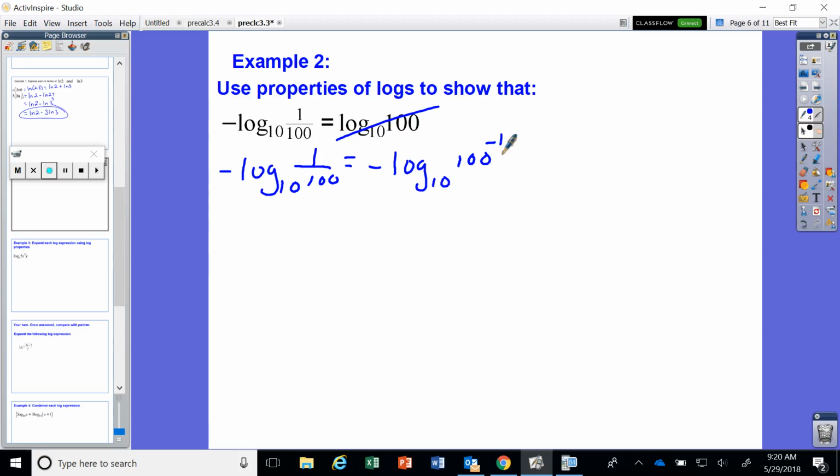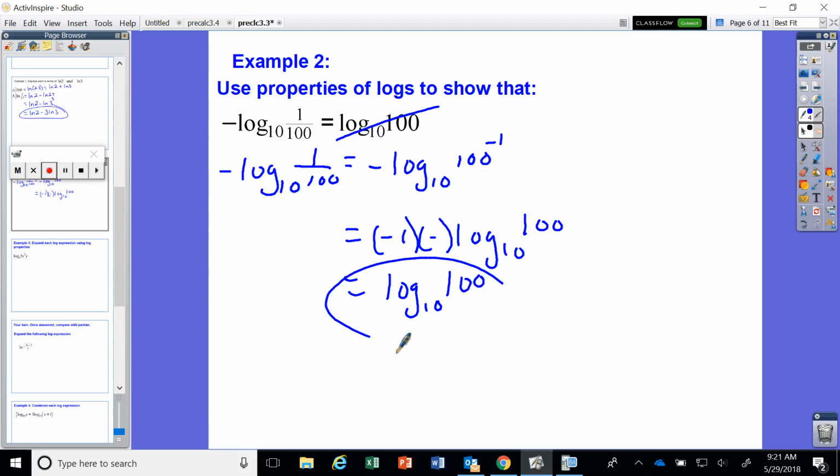That if we have a log base 10 of 100 with some kind of exponent, we can pull said exponent on outside. What's starting to happen here? Well, now we end up seeing that negative and negative makes a positive. So that's exactly what we were trying to prove in the end.